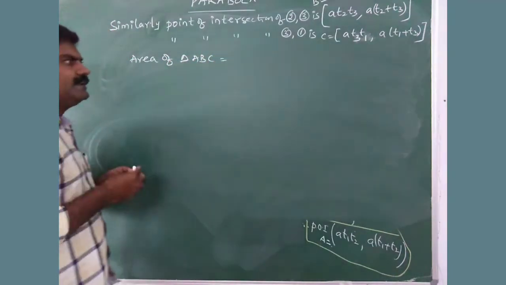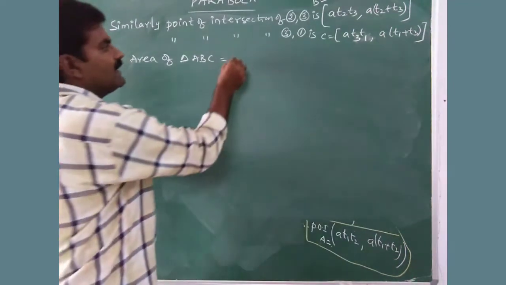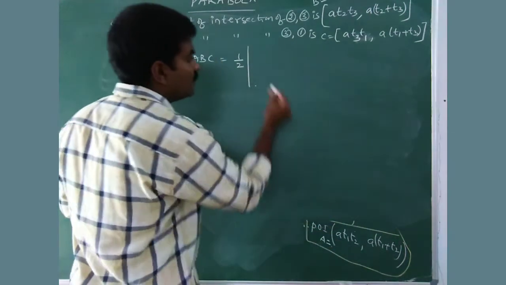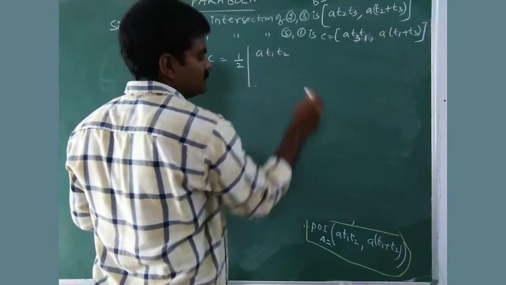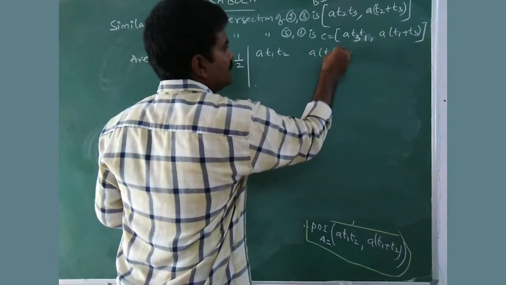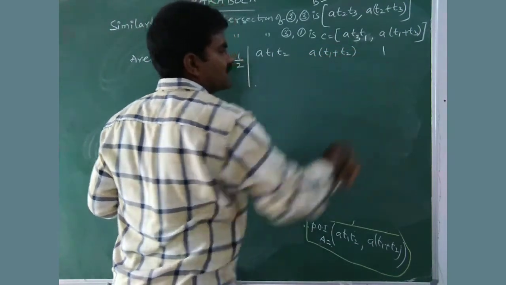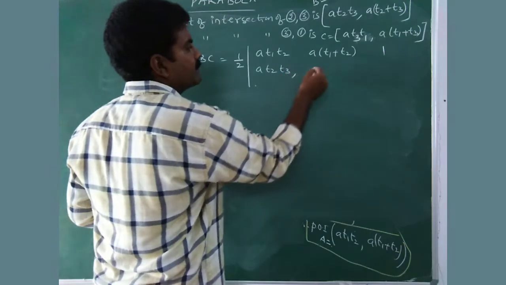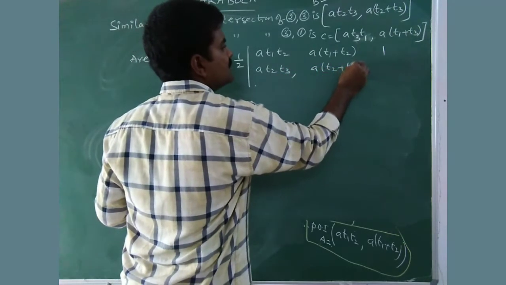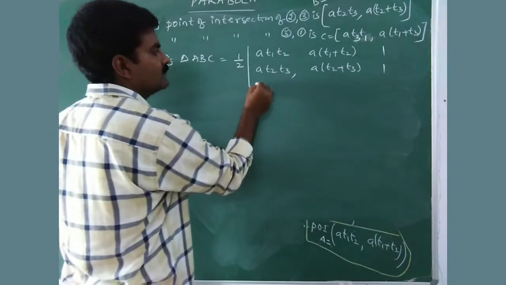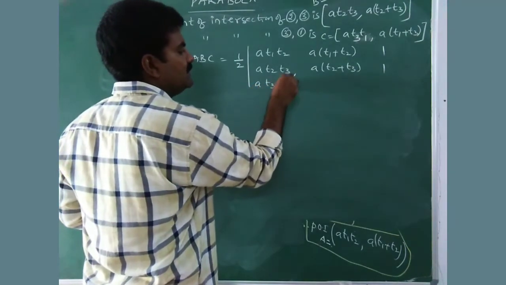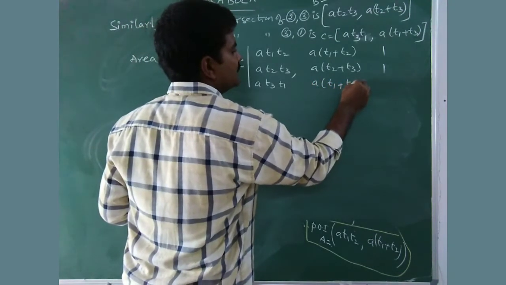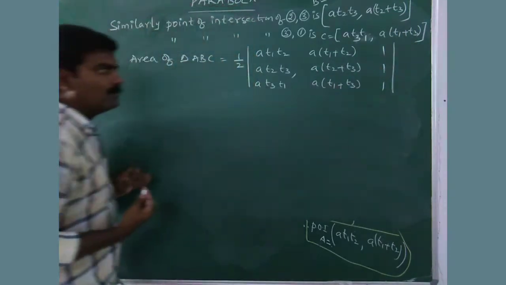Any one of the formulas, any one of the ways you can solve, my dear. Here I want to go with the determinant process. Half modulus of x coordinate a t1 t2, followed by y coordinate a(t1 + t2), and third column as 1. Similarly the second point (a t2 t3, a(t2 + t3), 1), and this is (a t3 t1, a(t1 + t3), 1), entirely modulus.